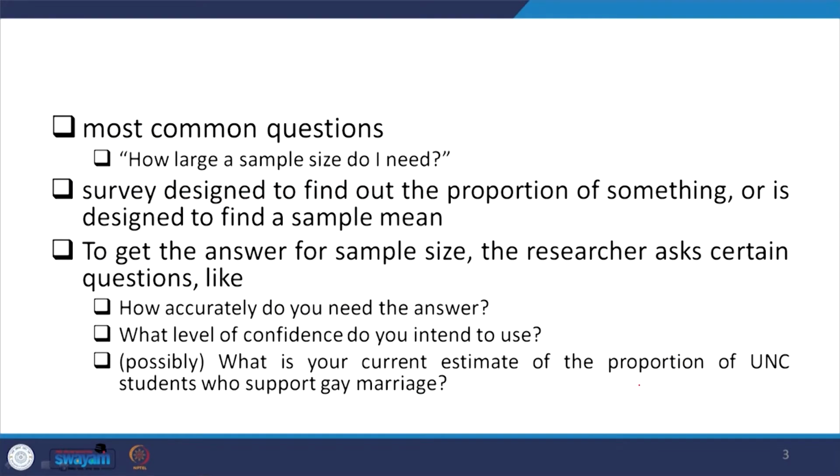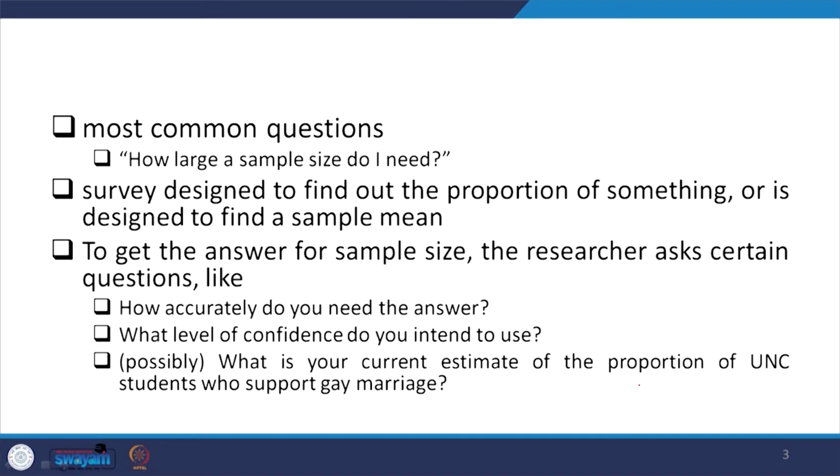The third indicator for understanding the sample size is: what is your current estimate of the proportion of students who support gay marriage? In our case here we are taking the example of UNC students who support gay marriage.